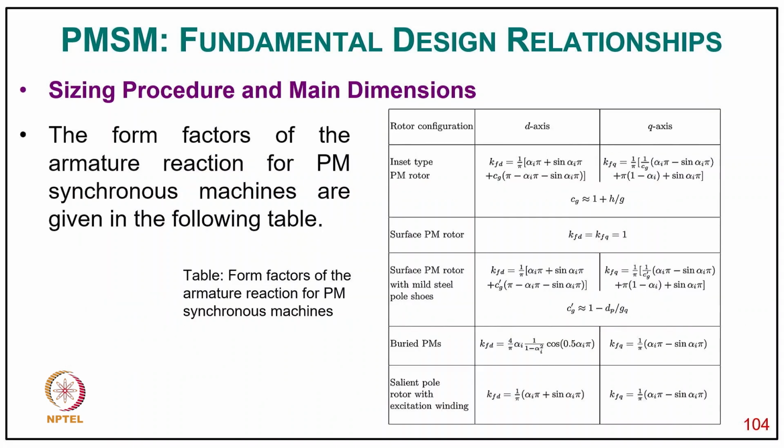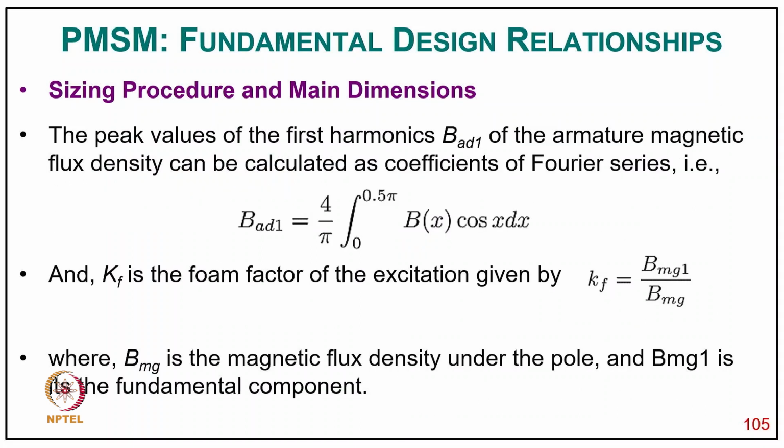So here the form factors of the armature reaction for the PM synchronous machine are given in the following table. You can see here the rotor configuration for the d-axis and q-axis. Typically the form factors are given for the interior PM rotor, surface mounted rotor, surface rotor with mild steel, then buried magnet, and salient pole rotor with the excitation winding. So here it is shown, the form factor of armature reaction for the PM synchronous machine.